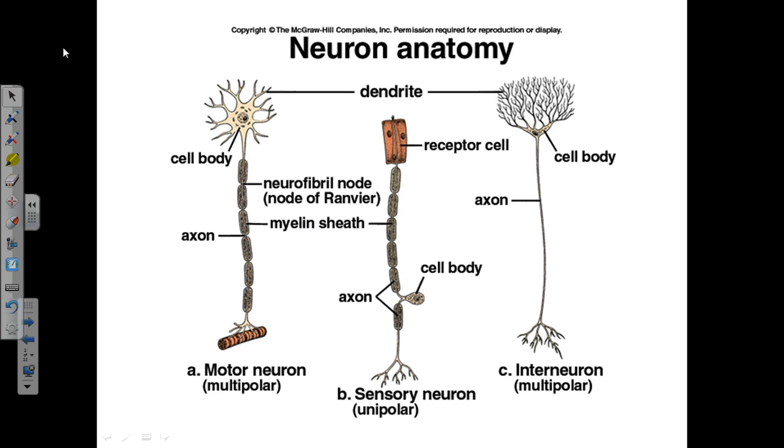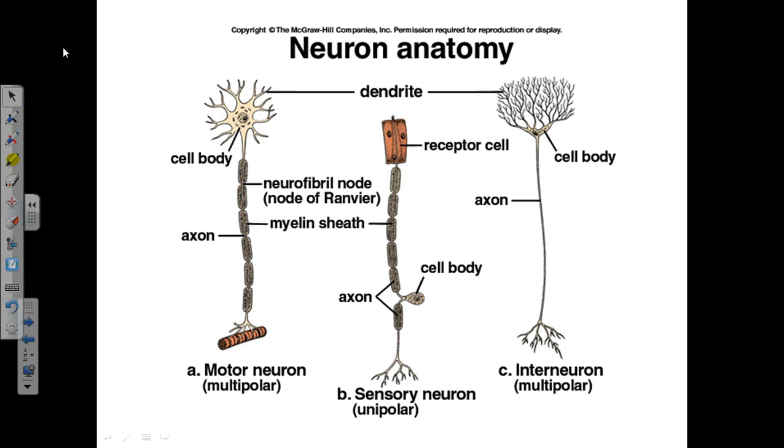Make sure you know the parts of your neuron. The dendrites. Remember, dendra means like a tree. What do they do? Yeah, so they receive signals, right? Signals that are coming from other nerves or maybe receptors. Then you've got the cell body, which is also called what? Soma. And that's where all your organelles are at, and nucleus and stuff.